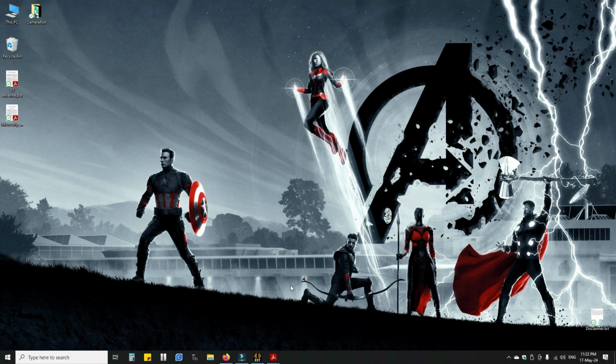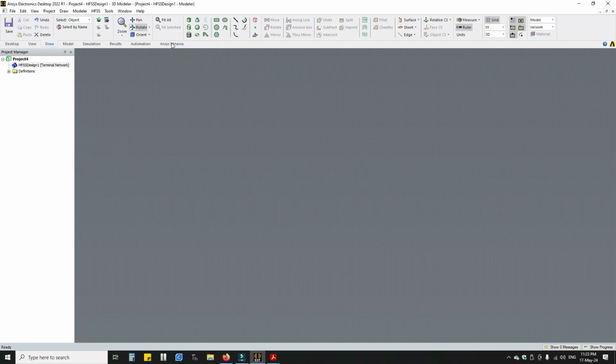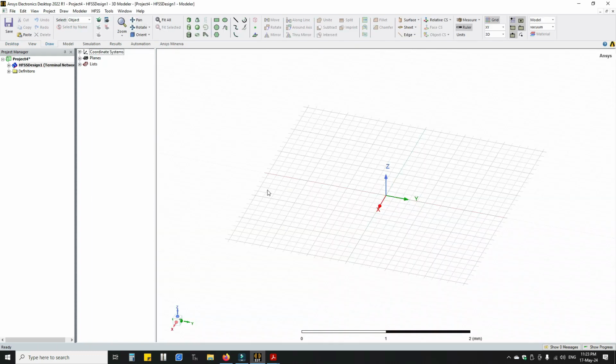So for the software I'm using, go to New Project, which is opened. Choose HFSS. Okay, this is the plane where we're going to design an antenna.